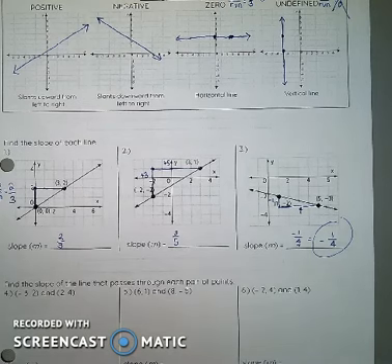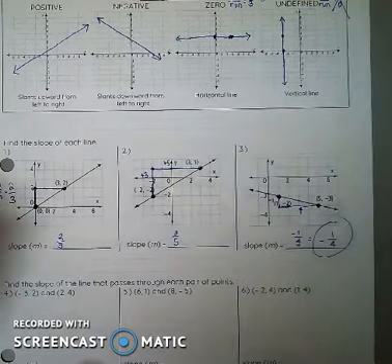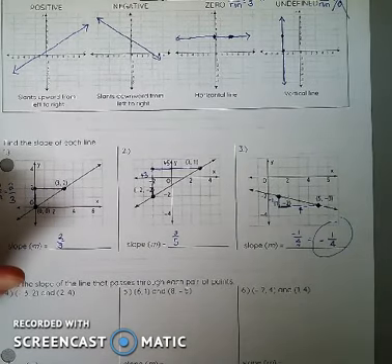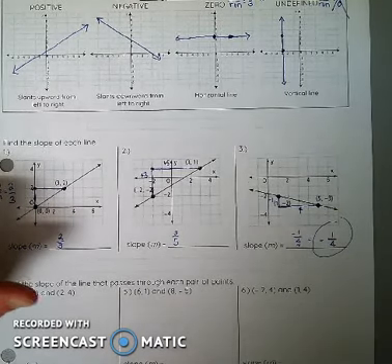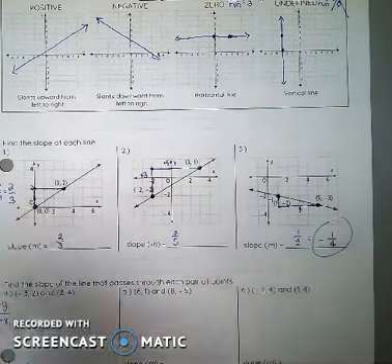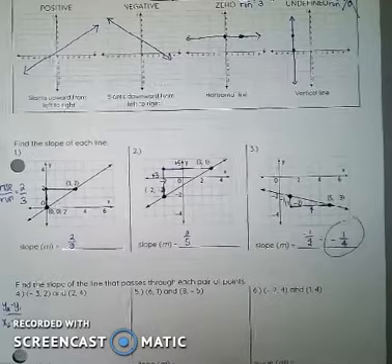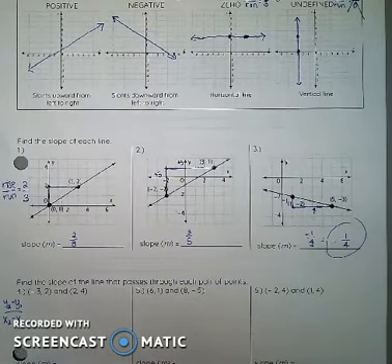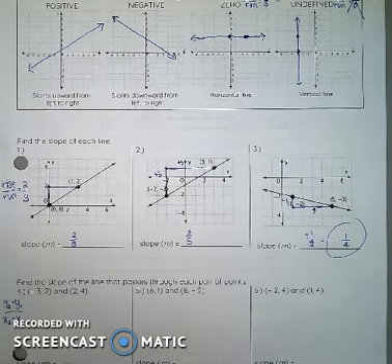Now to be able to find slope, that means I need to find the difference in the y's and the difference in the x's. And so when we do that, we actually end up subtracting our y values on top and our x values on the bottom. Now if you notice what I just wrote here, this is going to be our slope formula that we use. To find slope, we're going to take y2 minus y1 over x2 minus x1.